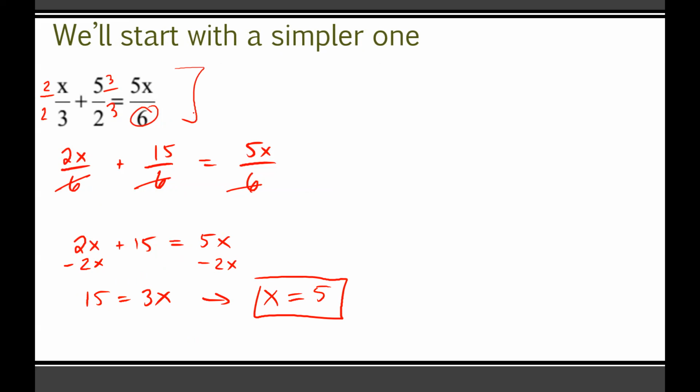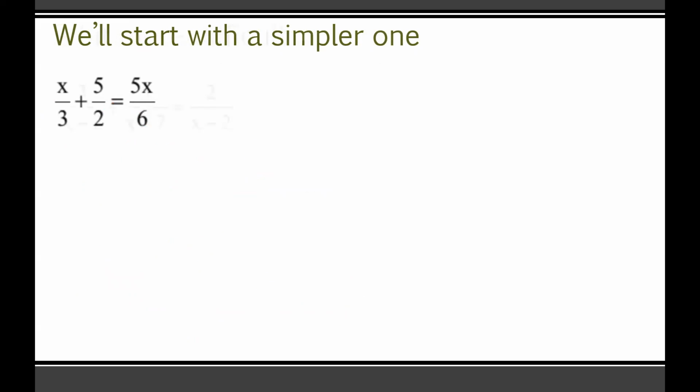Notice in this rational equation, we never had any NPVs because there's no variables down in the denominator. So x equals 5, that's our solution, and we can be pretty confident that that one's going to work.